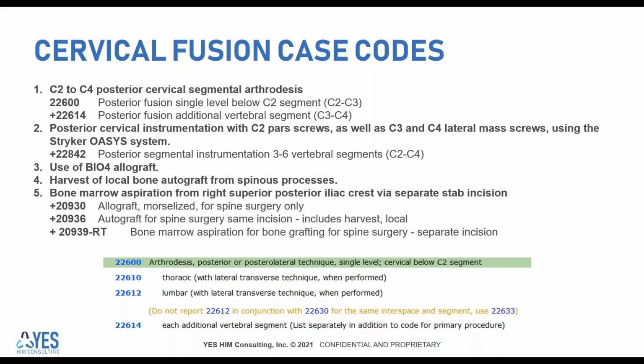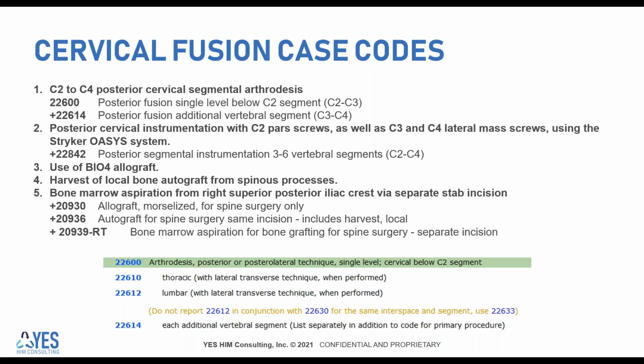Well, look again at the description. It says level. And when we're talking about fusions, a level is considered 2 vertebrae that have been fused together. So one level of fusion is going to be C2, C3, and the second level of fusion is going to be C3, C4. So always make sure you look at the full description.